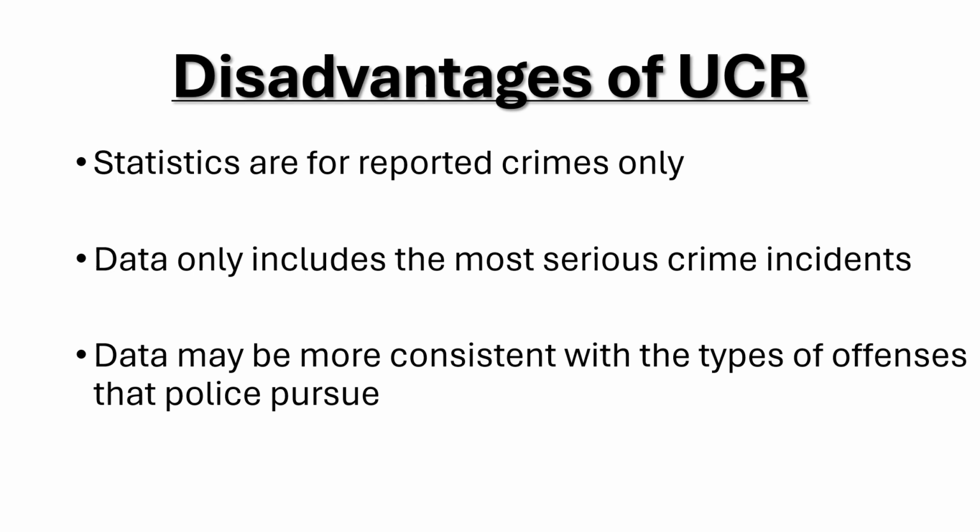Again, the hierarchy rule is in effect. So if there are multiple crimes committed in an incident, you only get the most information on the most serious crime, and the other crime in the incident is lost a lot. Data may be more consistent with the types of offenses that police pursue and not necessarily helping us understand true crime. Again, these are only offenses that are known to police, because police are the ones that are reporting this crime.